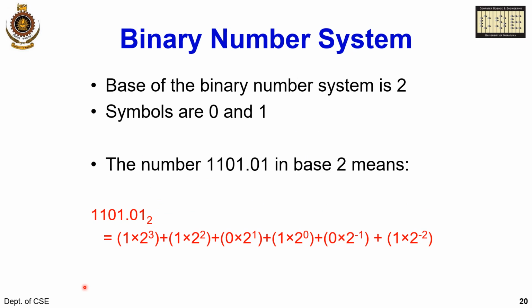Now let's look at a different example. This time it's in the binary number system. This is the number system that works in computers, right? Unlike us, for whom the decimal system is quite familiar, computers internally use the binary system. The base or the radix of the binary number system is 2, and the symbols are 0 and 1.